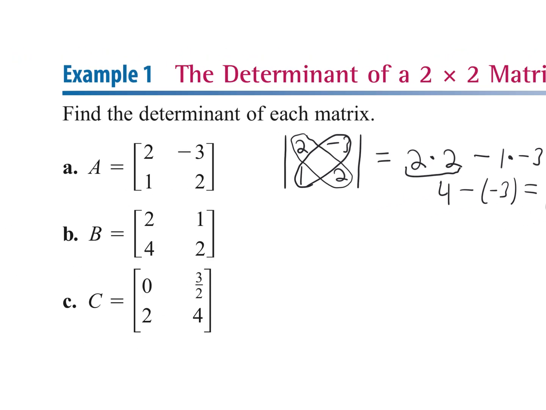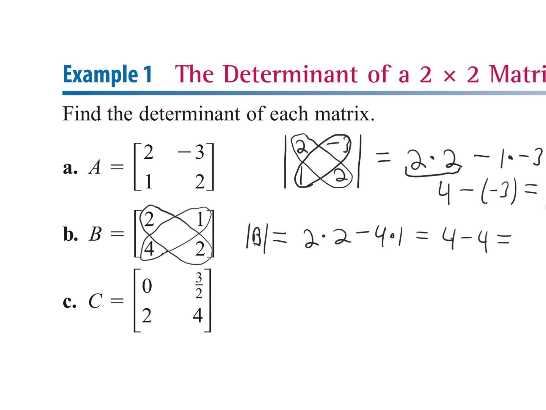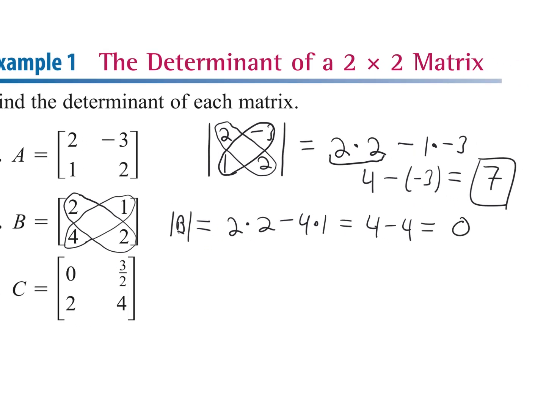To find the determinant of B, again, you can denote it with the straight bars. To save yourself a little bit of writing, you can write straight bars over the capital letter B. And once again, we're going to do the product of the major diagonal. So 2 times 2 minus the product of the minor diagonal, 4 times 1. So then we get 4 minus 4, which is 0. So then the determinant of this matrix is 0.